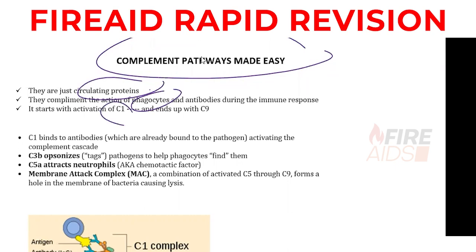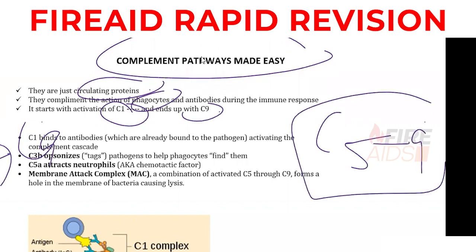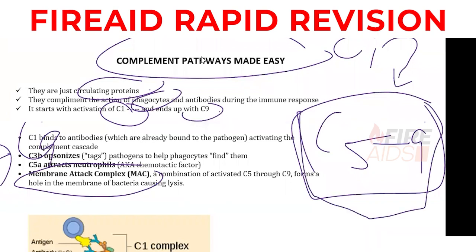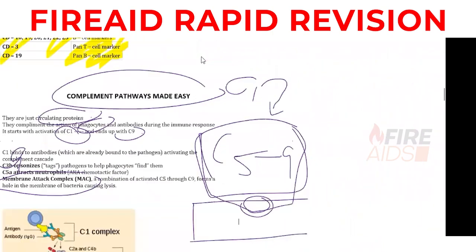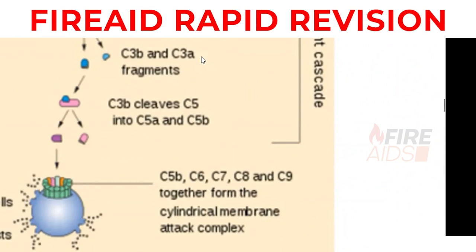So it starts with the activation of C1 and ends with C9. So C1 all the way to C9. In between there is something called C5 to C9, which is a complex. This complex is called the membrane attack complex. It will start from C1 and slowly come to C9: C1, C2, C3, C5, C9. Once it forms C5 to C9, they will dig a hole inside that organism. The C5 to C9 will attack the cell like a drilling machine. It will go inside, the cell will swell and burst.